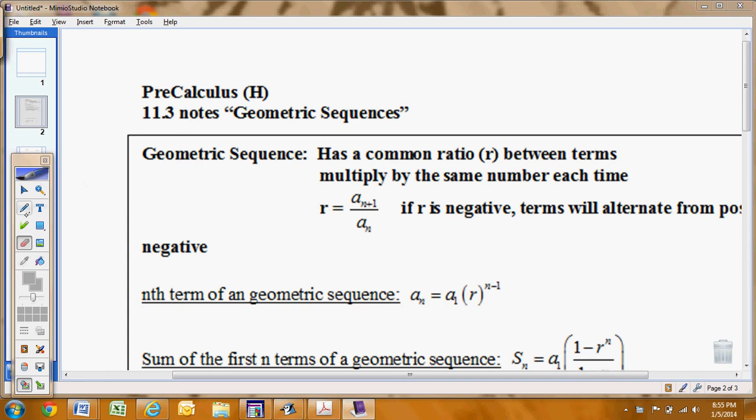All right, this is the 11.3 notes on geometric sequences. My first try at a video here, so be patient with me. It's probably going to be pretty bad. I know the audio is not very good either, but we'll see what happens.